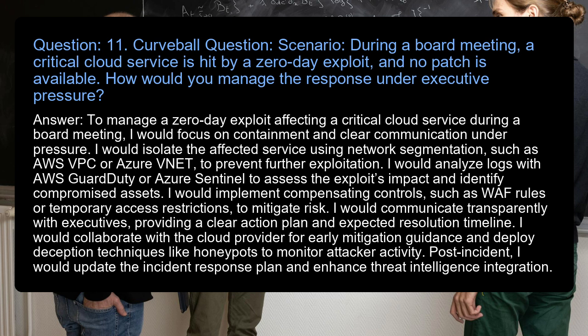I would isolate the affected service using network segmentation, such as AWS VPC or Azure VNet, to prevent further exploitation. I would analyze logs with AWS GuardDuty or Azure Sentinel to assess the exploit's impact and identify compromised assets. I would implement compensating controls, such as WAF rules or temporary access restrictions, to mitigate risk.